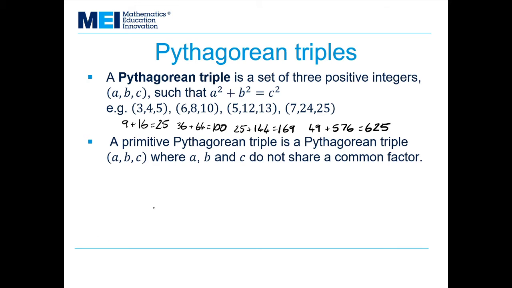Now, of these, some of them are examples of primitive Pythagorean triples. A primitive Pythagorean triple is when a, b and c do not share a common factor. So 3, 4 and 5, no common factors. 5, 12 and 13, no common factors. 7, 24 and 25, no common factors. They are all primitive Pythagorean triples. 6, 8, 10 is not a primitive triple because 6, 8 and 10 are all even numbers, so they share a common factor.